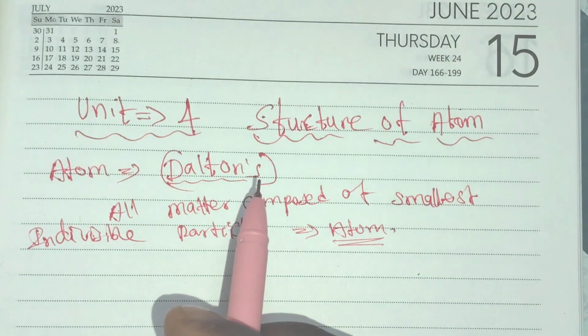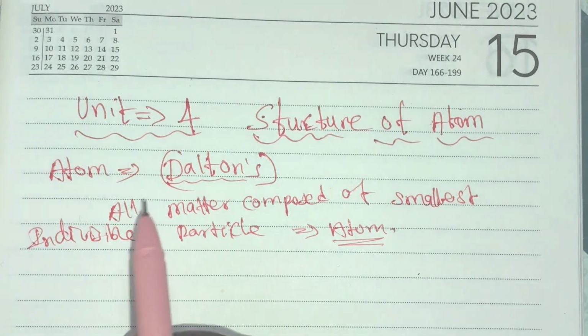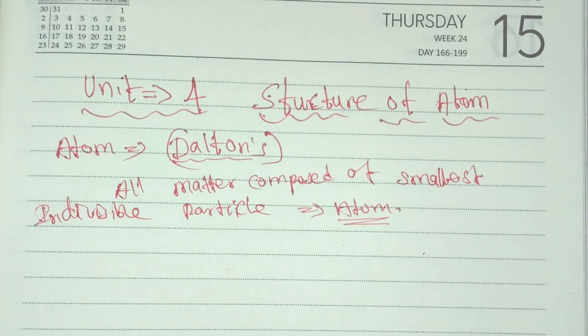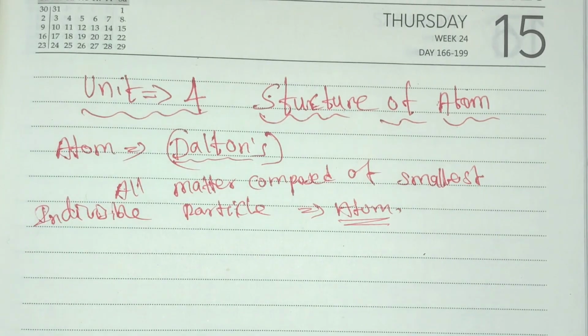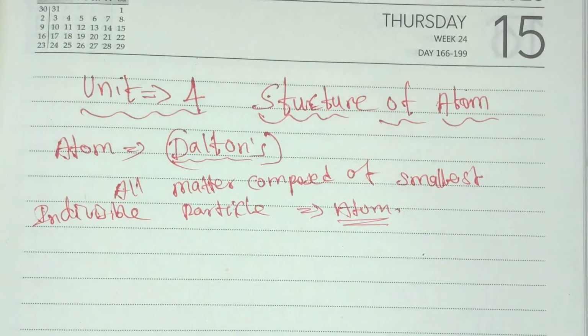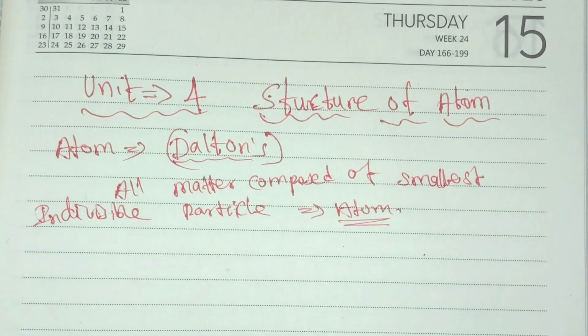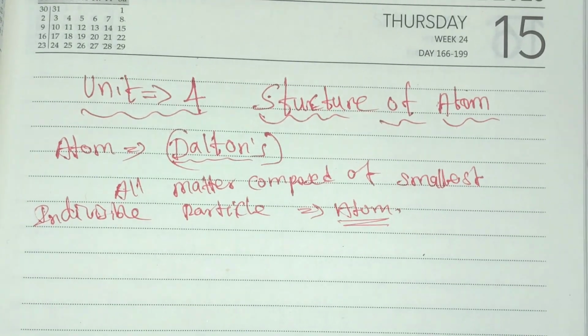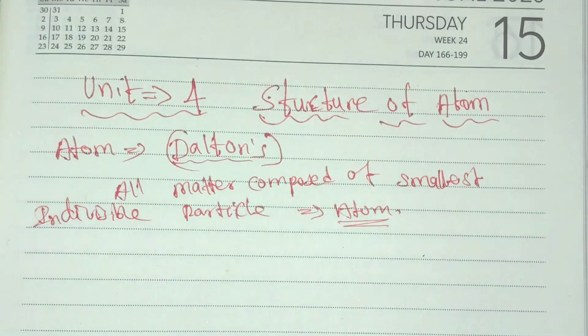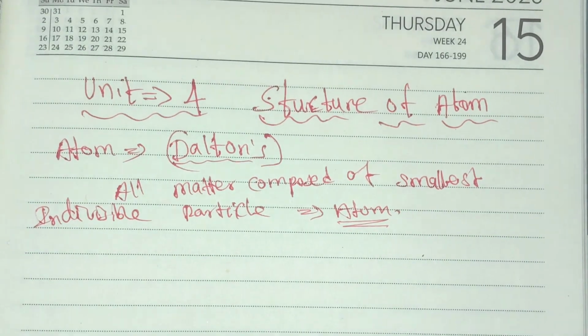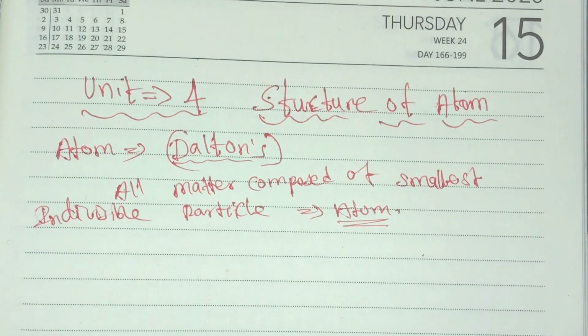At that time there was not that much experimental development, so Dalton's theory is a failure, because it cannot explain experimental results, subatomic particles, isotopes, etc. For that reason, this theory is a failure. But John Dalton was the first to introduce the atom.